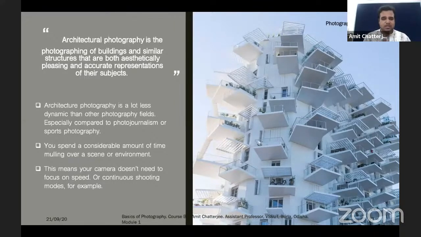So basically, it is a lot less dynamic, not like sports photography where something is moving. Here, the object just sits there and everyone looks at it. The challenge increases because everyone is already looking at it. What more do you have to offer? Is it a new angle of looking at it? Is it a new style of looking at it? What exactly do you want to offer to the particular viewer?